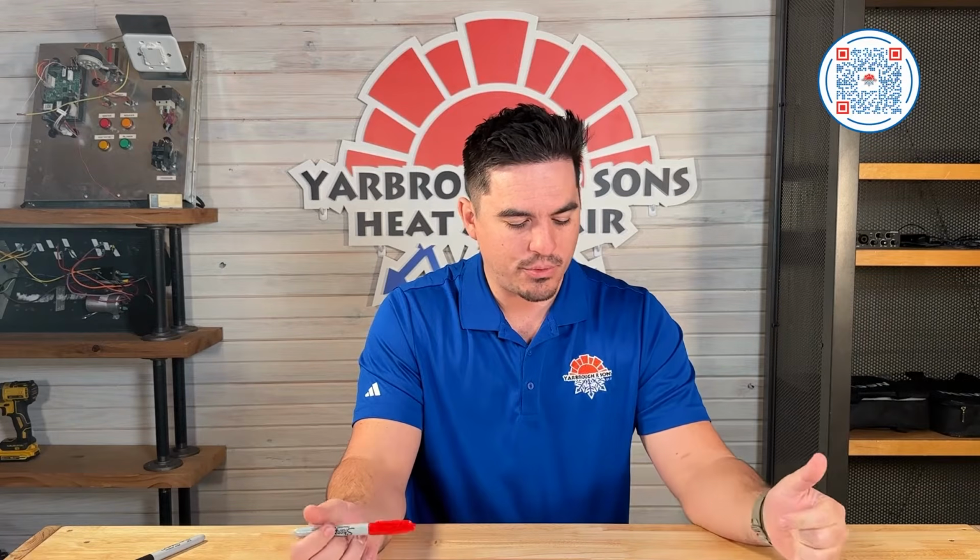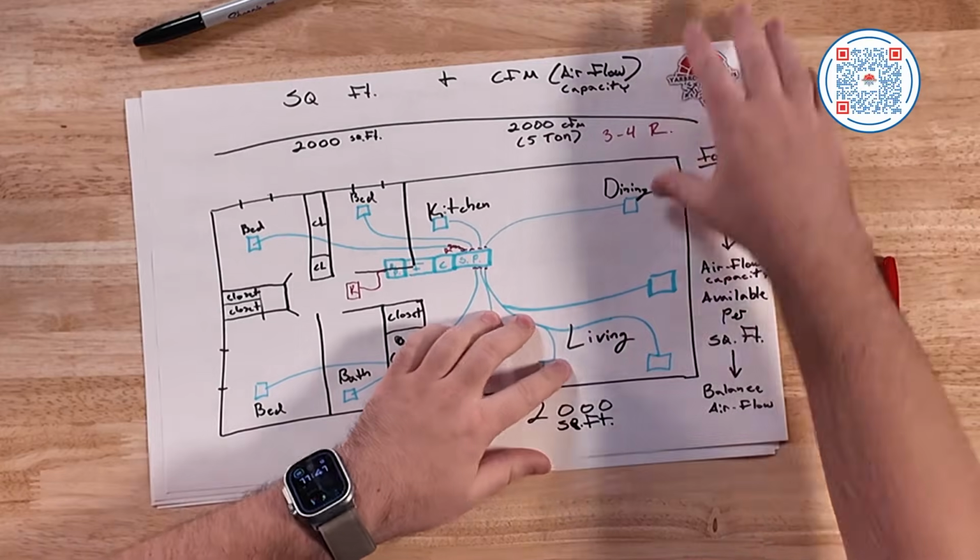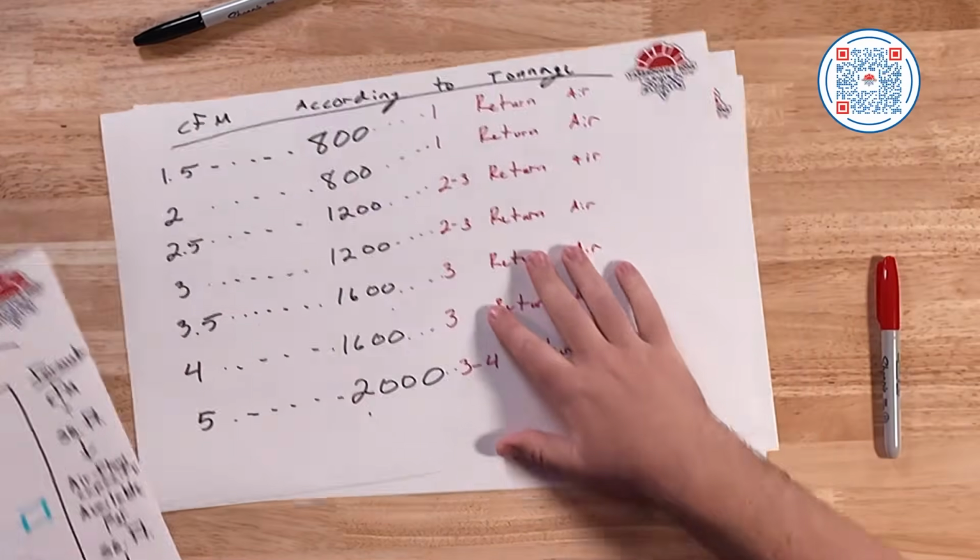So, quick recap on return air: make sure you're getting enough return air to accommodate the tonnage of your system. You may say, Colby, I don't have a 5-ton system, I don't have 2,000 square feet. What can I do, or how can I learn what the CFM per tonnage is? Anyways, I've got a very easy chart to look at real quick to help explain that.